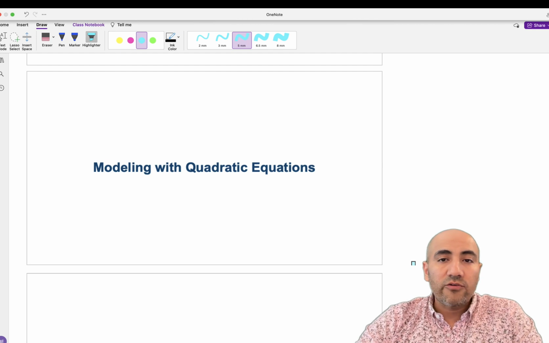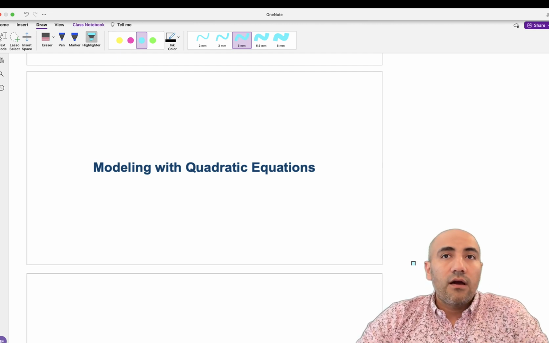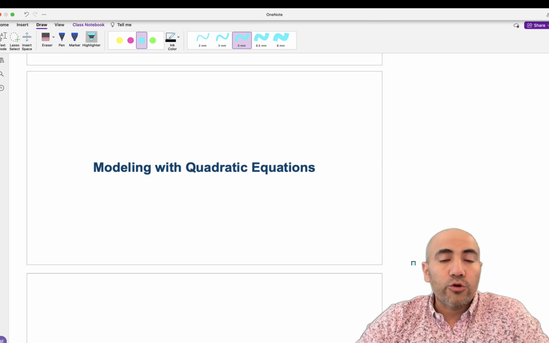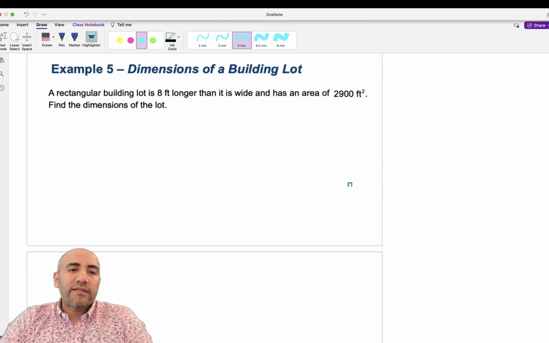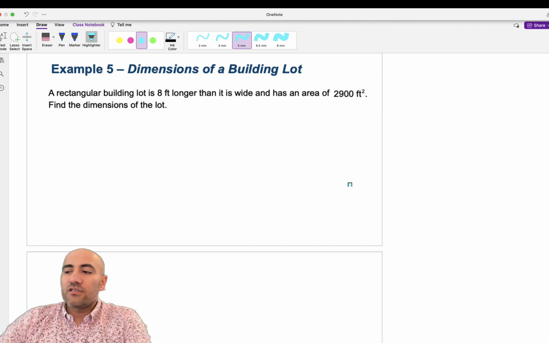Okay, modeling with quadratic equations, right? So modeling with quadratic equations, that just means that we're going to find some real world word problems to work out in our equation. Okay, a rectangular building lot is 8 feet longer than it is wide and has an area of 2,900 square feet. Find the dimensions of the lot.